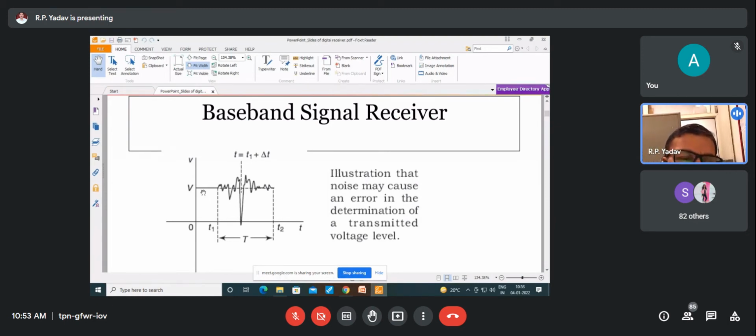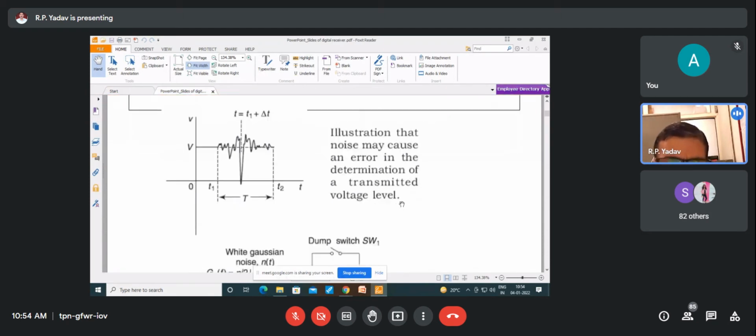Now this is my input, and what is happening here is noise, and how the noise can affect this particular amplitude. This may be smaller here, but at some interval it may be big enough that this positive becomes negative. So how noise may cause an error in the determination of transmitted voltage signal levels, that's what we want to understand now.